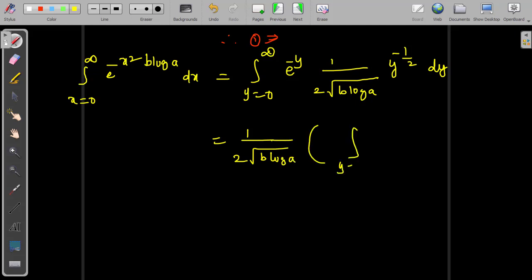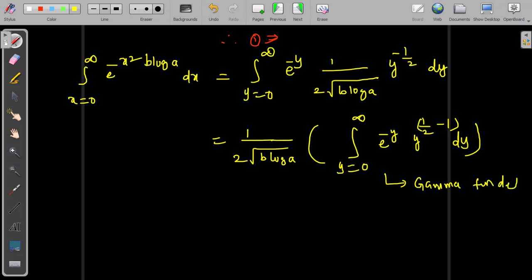The leftover integral I am writing under brackets: 0 to infinity e power minus y, and here y power minus half I can write as y power half minus 1, because I want to use the gamma function definition in the next step. What is the gamma function definition? Gamma of n equals the integral from 0 to infinity of e power minus x times x power n minus 1 dx. In place of n we have 1 by 2.